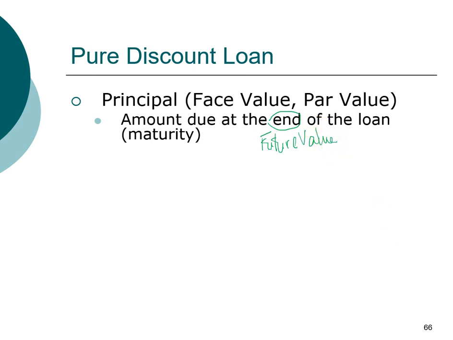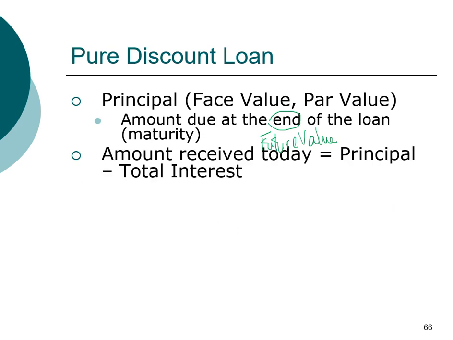The amount that you receive today, if you are signing up for a pure discount loan, is not the principal. You don't get the entire amount that you quote-unquote borrow. Instead, the amount you receive today is the principal minus the total interest. And this is where the term discount comes from. We are discounting the interest from the principal to get to the amount that you receive today.